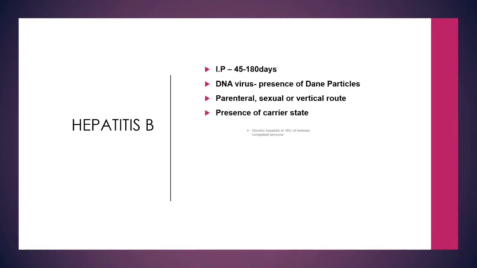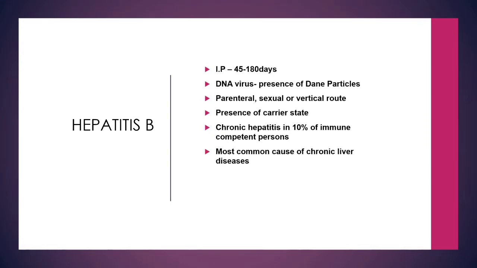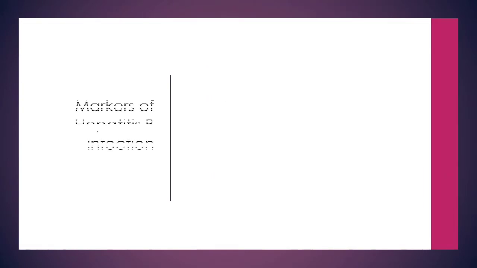Chronic hepatitis occurs in 10% of immune-competent persons. It is the most common cause of chronic liver disease, with increased incidence of hepatocellular carcinoma. Markers of hepatitis B infection.